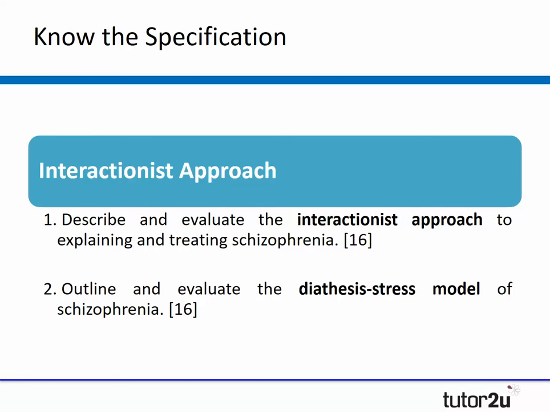Last but not least, in terms of the interactionist approach, there are two potential questions that could come up. It could be: describe and evaluate the interactionist approach to explaining and treating schizophrenia. Or it could be slightly more specific: outline and evaluate the diathesis-stress model of schizophrenia, which is essentially a very similar type of question.